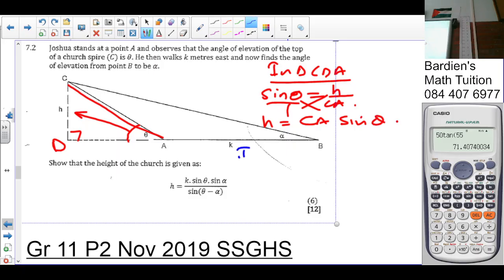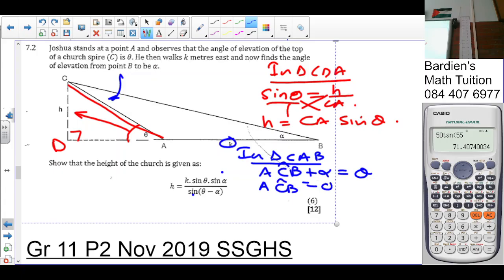Now in the other triangle, in triangle CAB, you see there's a whole lot of sine, so we're going to use the sine rule. However, this angle here is needed if you want to pick up X. How do we get this? The exterior angle is equal to the sum of the two interior opposites. Can you see that? So in other words, ACB plus angle alpha is equal to theta, the exterior angle of the triangle. So ACB is equal to theta minus alpha. Okay, so that is theta minus alpha.